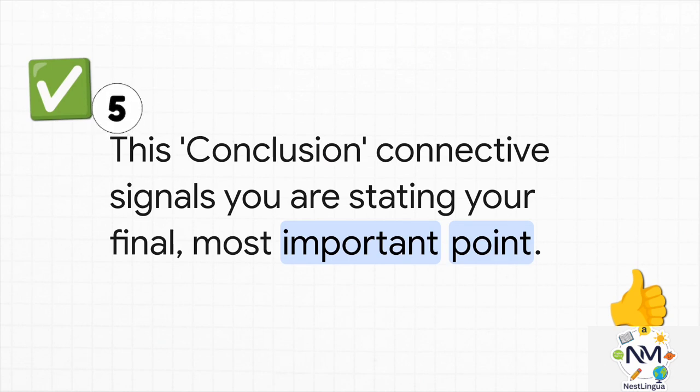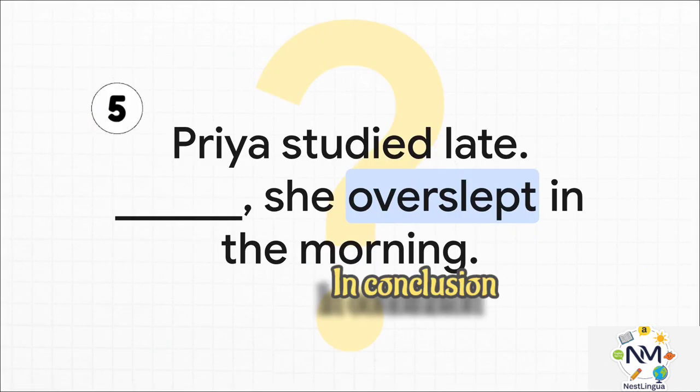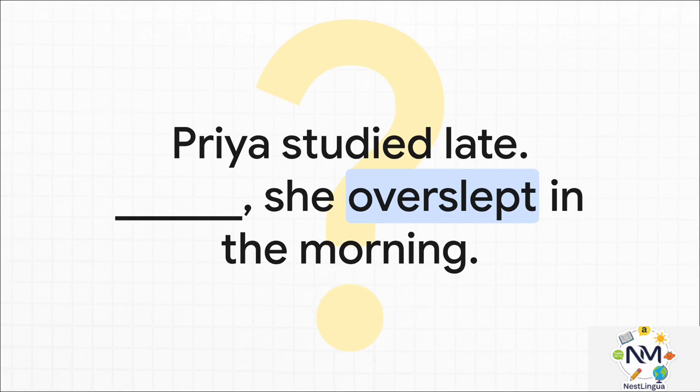You got it. This statement is a summary, a final point. The classic way to signal that is with a conclusion connective, and the most famous one is probably in conclusion. Okay, here's our next situation. Priya studied late. Blank, she overslept in the morning. You can see how one action led directly to the other one. So what's the missing link here?